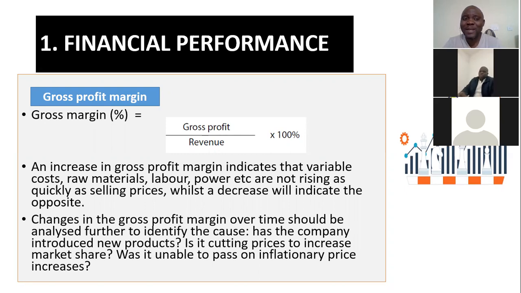So under financial performance, we'll start with the gross profit margin. It looks very basic, but it is one of the most important metrics in organizations that you should actually focus on. For example, an increase in gross profit margin, what does it show? It might actually show that you have come up with efficient ways of using your materials. Maybe you have new technologies that are helping you to efficiently convert your raw materials into sellable products.